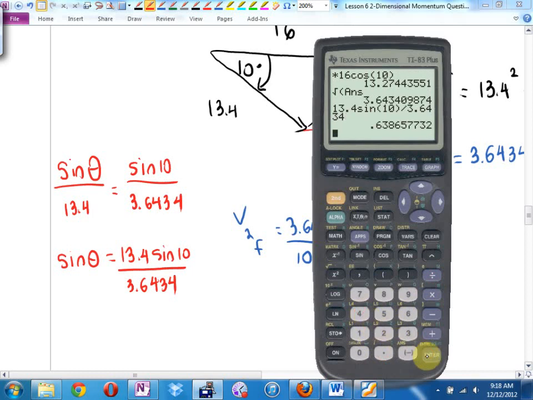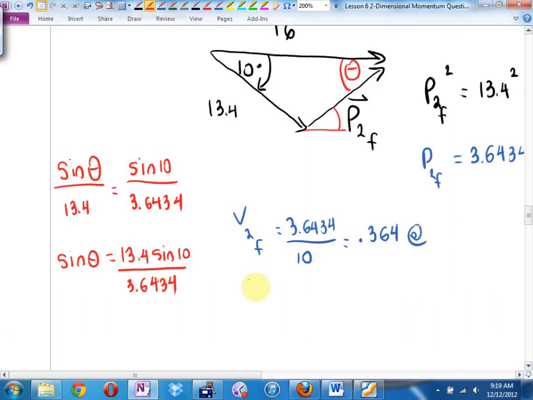And the angle is point what? Oh, no, that's not the angle. That's the sine of the angle. Yes? What's my very, very last step? Inverse sine, yeah. 39.7 degrees. 39.7 degrees. Yep. North of east.